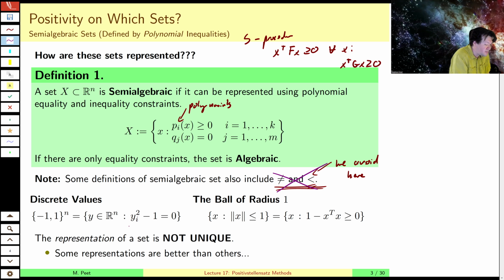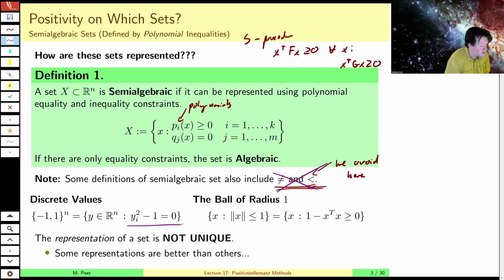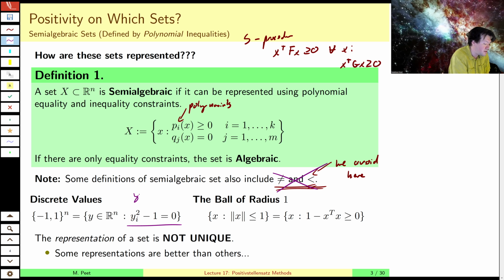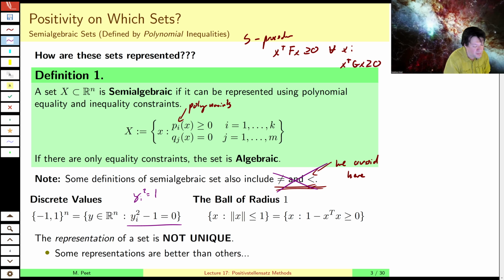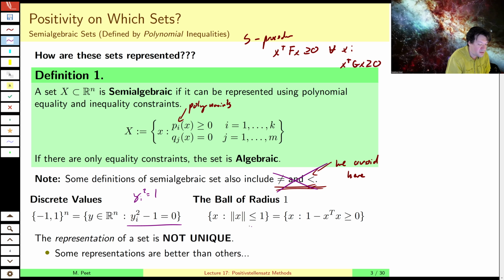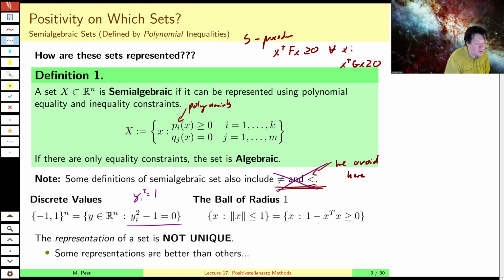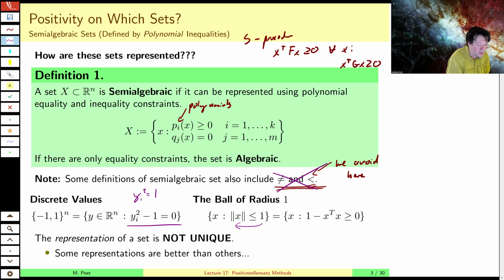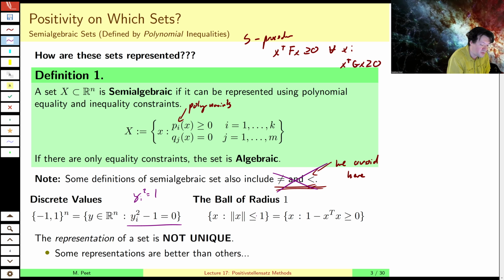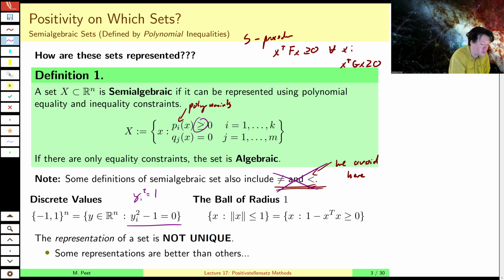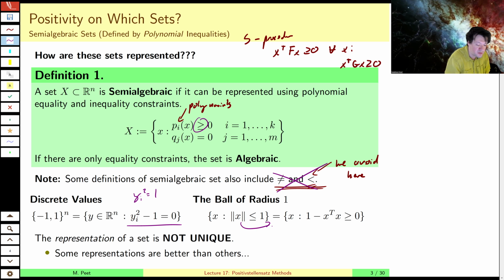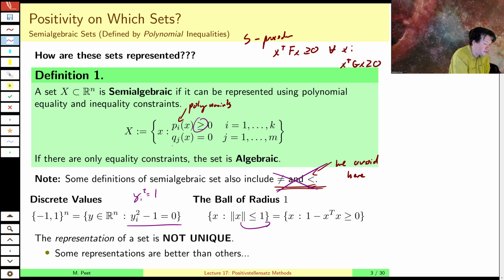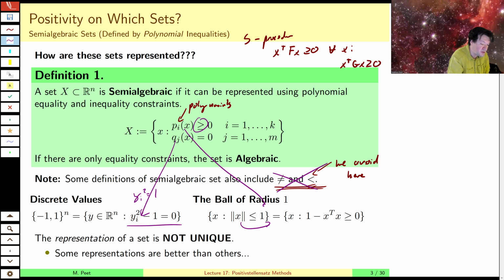So as I said, the discrete values case, right? If you actually multiplied out that polynomial, you get y squared minus 1 equals 0, or equivalently yi squared equals 1. The unit ball, right? x transpose x is less than or equal to 1. We, of course, move all the non-zero terms over to the other side because we want to make them greater than or equal to 0, and this is less than, so we have to move that one over there. So 1 minus x transpose x is greater than or equal to 0. So this would be an example of a q, and this would be an example of a p.